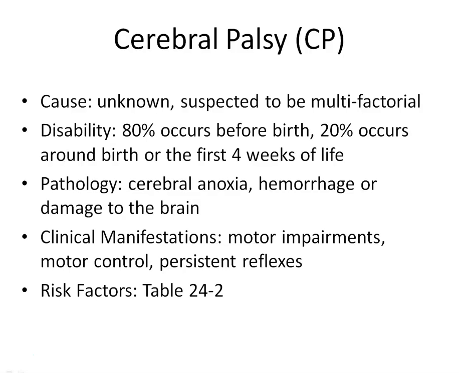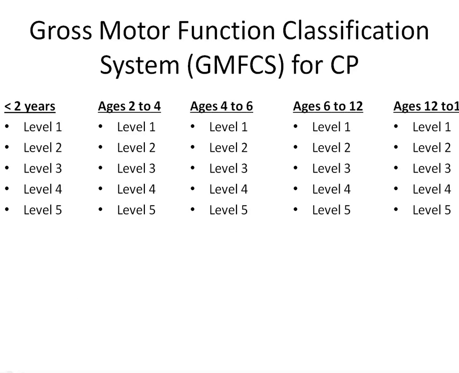Risk factors for CP, there is a table in your book, 24-2 on page 727, I believe. This lists the different prenatal, perinatal, and postnatal risk factors that contribute to CP. Now, I tried to abbreviate this a little bit. There is a box in your book. It is box 24.1 on pages 725 and 726.